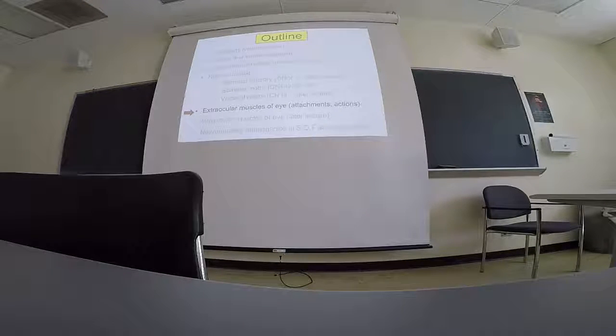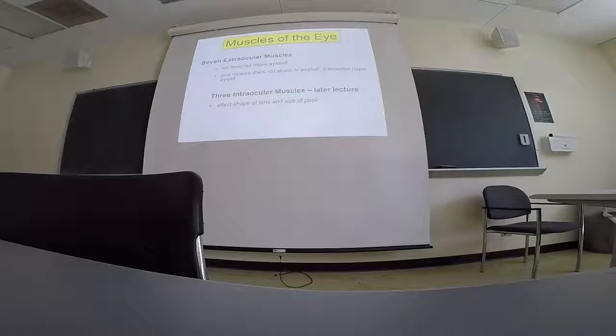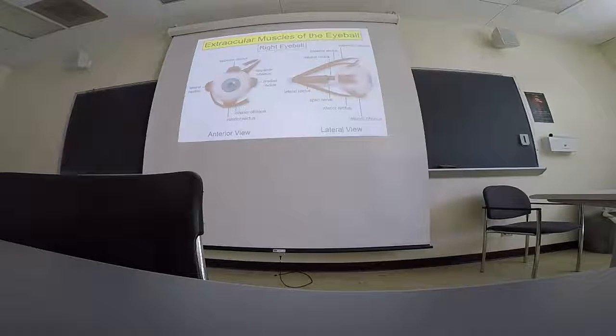So now we've discussed the nerves in the region. We're going to talk about the musculature, the extraocular muscles of the eye, their attachments, and what they do. So there's 6 muscles, okay, that move the eye around, and 1 muscle that elevates the eyelid. And then there's 3 intraocular muscles that change the conformation of the lens and the aperture of the pupil, essentially.